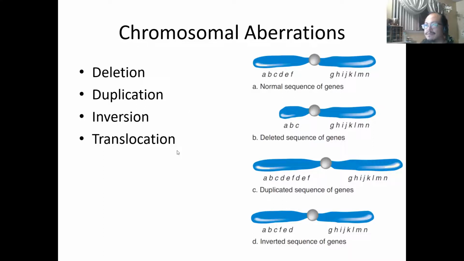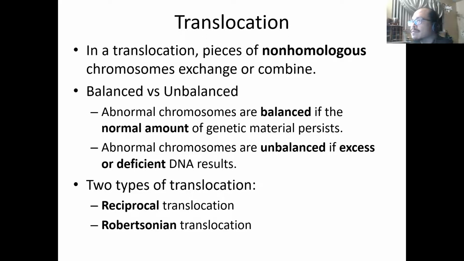So let's look at the translocation. Translocation is basically one part of a chromosome moving to another chromosome. And this can be classified into two major types. One is called reciprocal translocation, meaning that say we have chromosome 1 and chromosome 10, and one piece of each chromosome is switched. So it's a reciprocal translocation. The other one is called Robertsonian translocation.